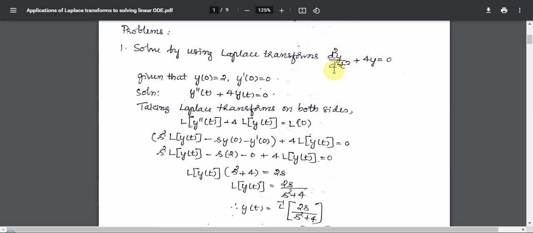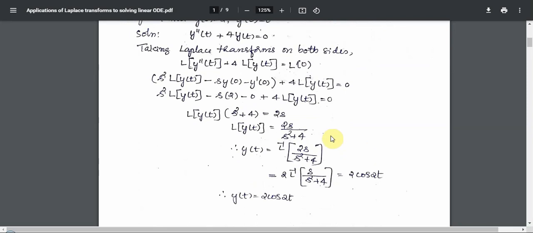Now, first what I should do, when there is a d, I should put it in terms of y dash, y double dash, y triple dash. Therefore, this is y double dash of t plus 4 into y of t is 0. Take Laplace transforms on both sides. L of y double dash of t plus 4 into L of y of t is equal to L of 0. Now use the formula for L of y double dash of t, that is s squared into L of y of t minus s into y of 0 minus y dash of 0, plus 4 into L of y of t is equal to 0.